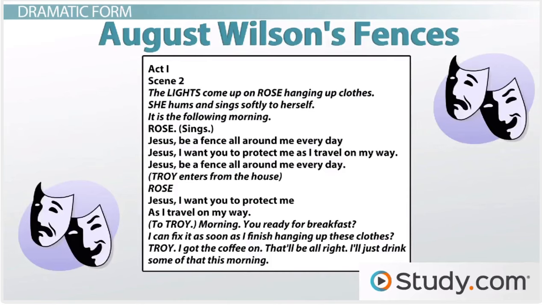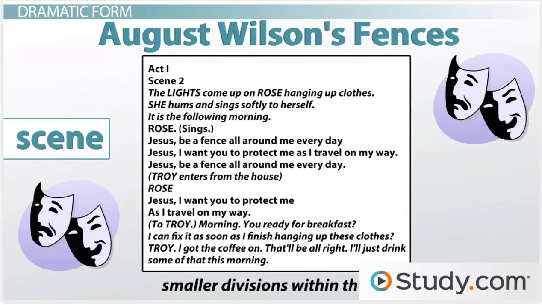And each act is then subdivided into a scene, or smaller divisions within the act. Usually, a change in setting means there will be a change in either the act or the scene. In this case, this is Act 1, Scene 2, and the scene has shifted onto Rose.